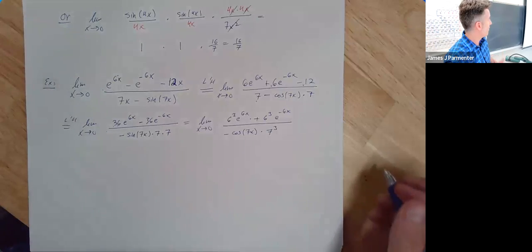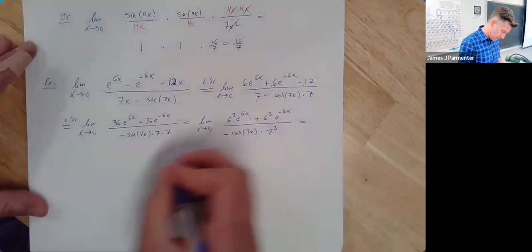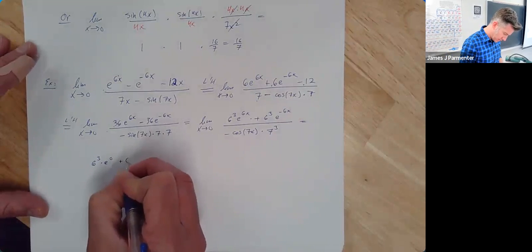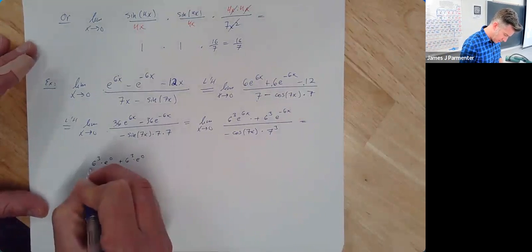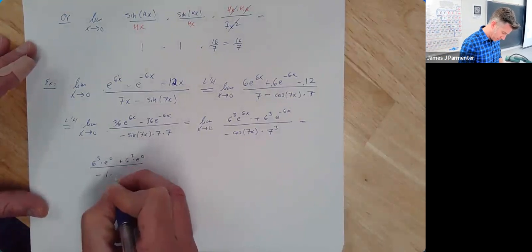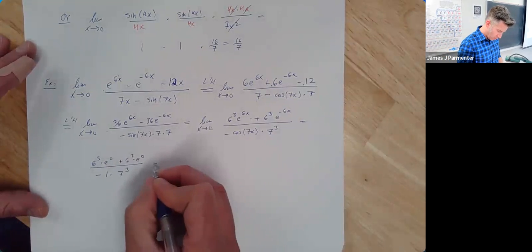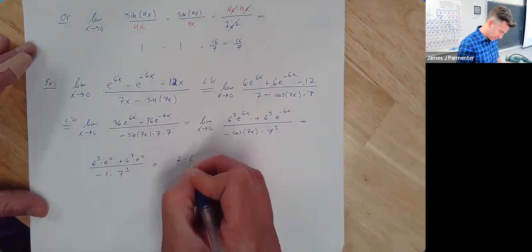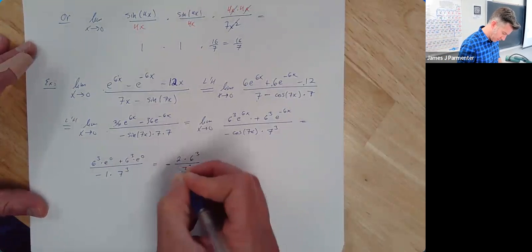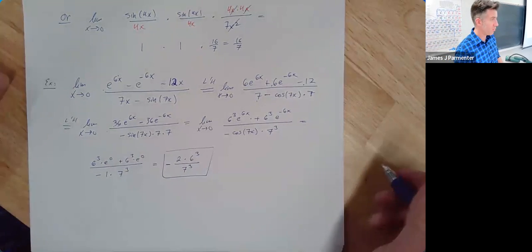And now finally, if we plug in 0, we get 6 cubed times e to the 0 plus 6 cubed times e to the 0 over negative cosine of 0, which is 1, times 7 cubed. Or we get 2 times 6 to the 3rd over 7 to the 3rd. Now put the negative sign out in front.